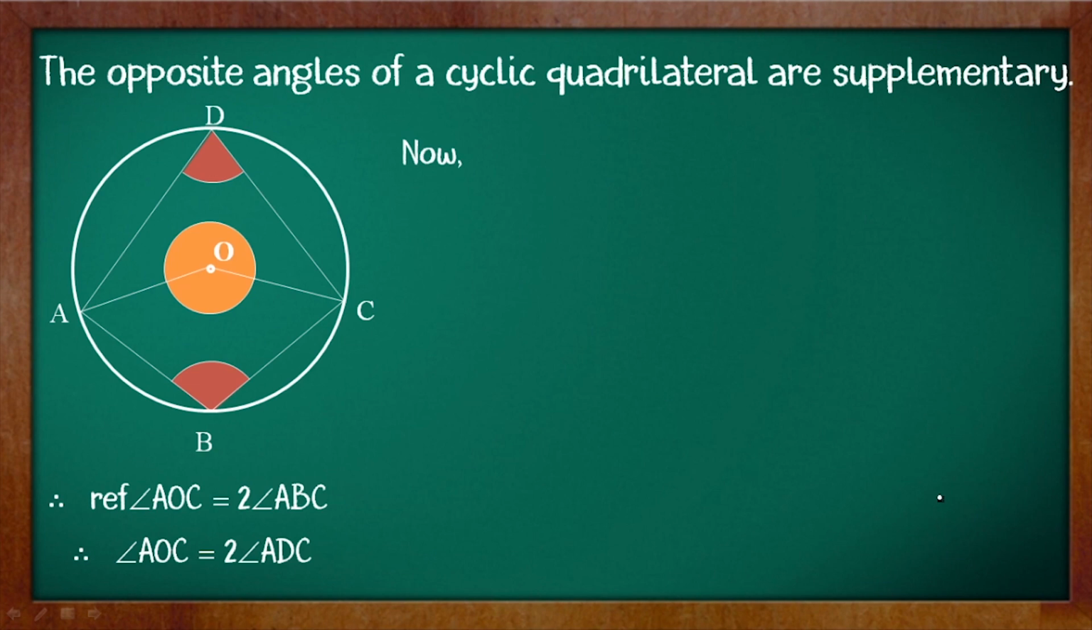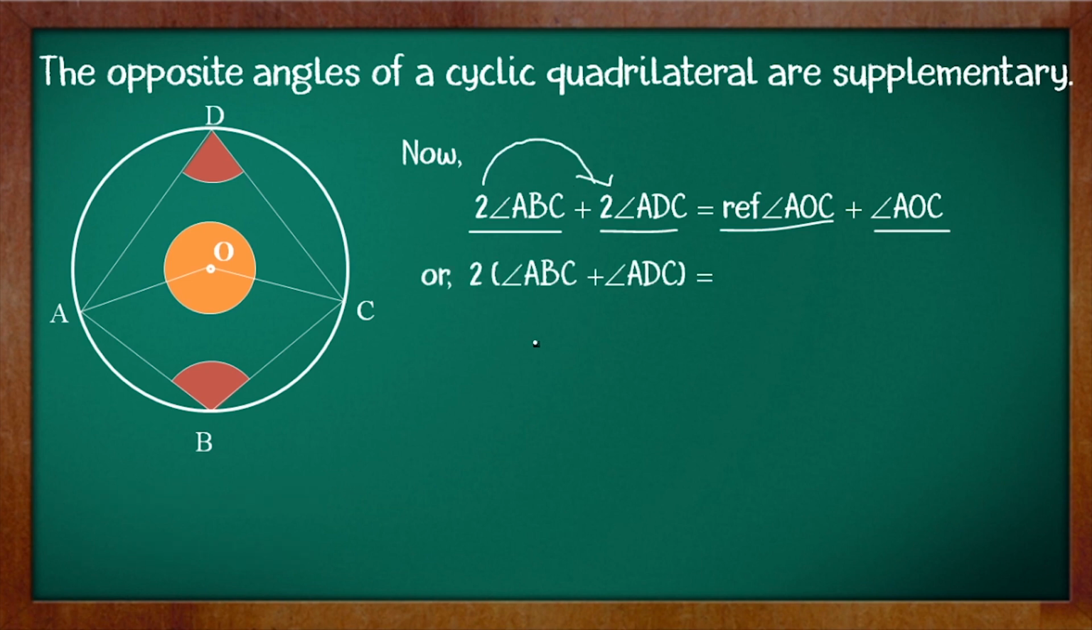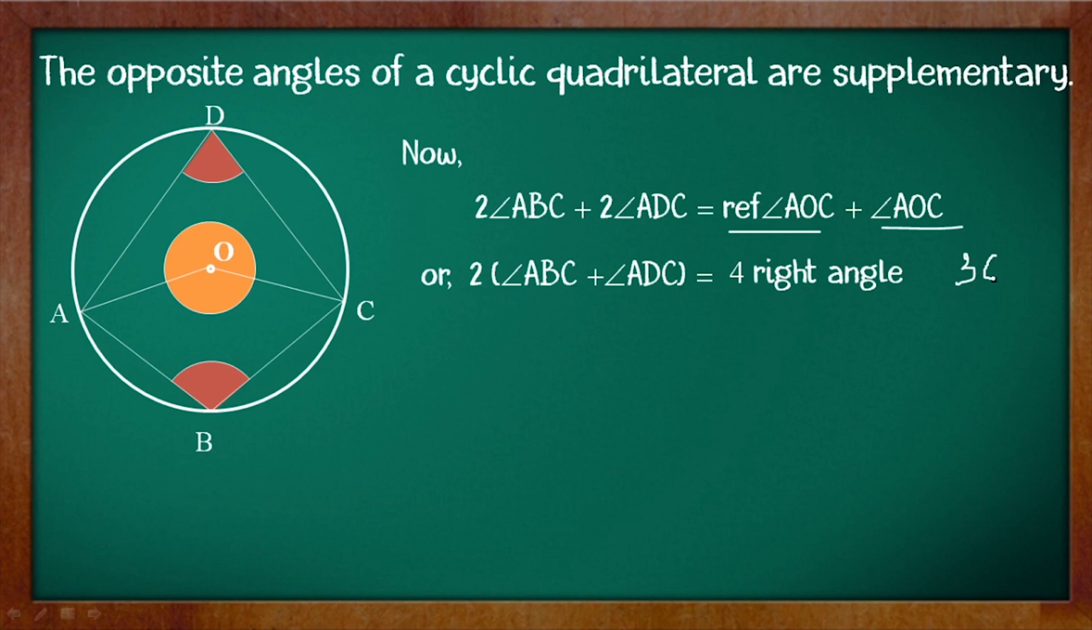Now what we will do is add these angles. So 2 times angle ABC plus 2 times angle ADC will be equal to reflex angle AOC plus angle AOC. Taking 2 common from the left hand side, we have 2 into angle ABC plus angle ADC. Now adding reflex angle AOC and angle AOC, we get a complete angle, and the measurement of a complete angle is 360 degrees, or 4 right angles, because 4 into 90 gives us 360 degrees.